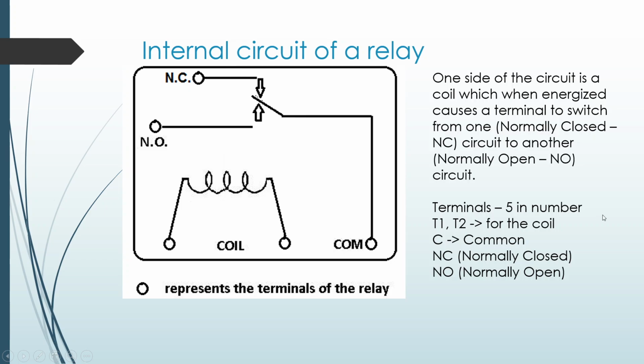Alright. How many terminals do we have in all? We have 5 terminals in all. One is T1 and T2, the two terminals of the coil. C is common. And NC and NO are normally closed and normally open.